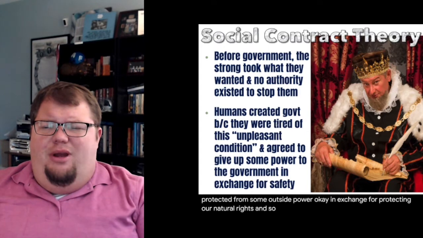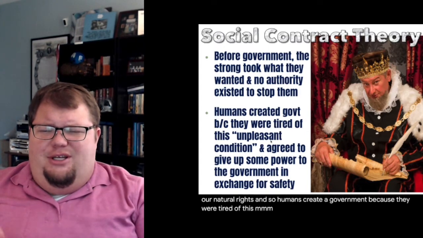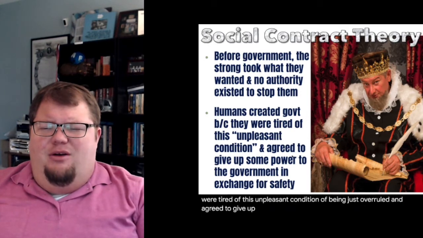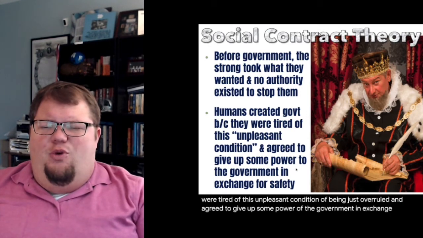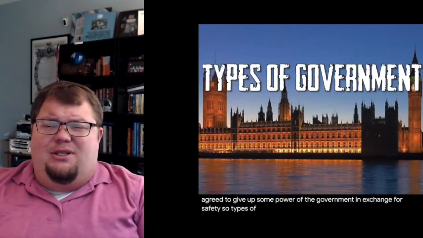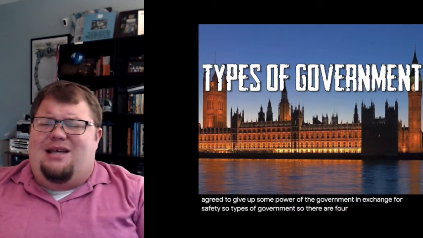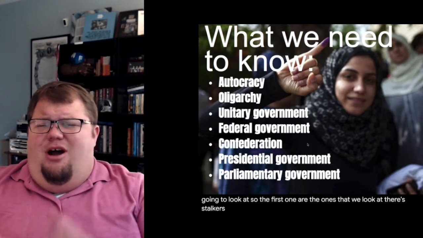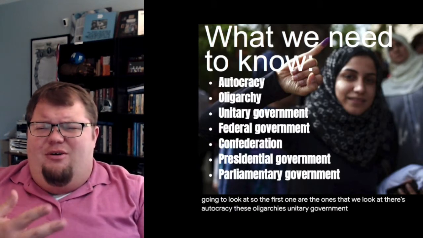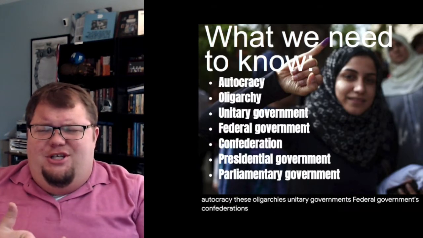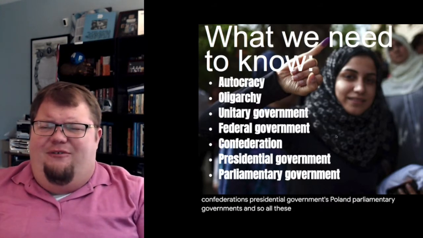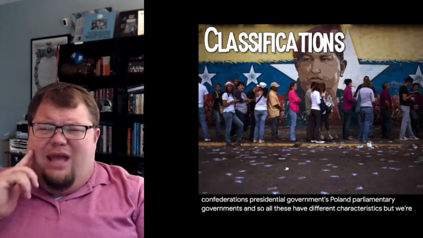And so humans created government because they were tired of this unpleasant condition of being just overruled, and agreed to give up some power to the government in exchange for safety. So types of government. There are four main types that we're going to look at. The first ones that we look at, there's autocracies, oligarchies, unitary governments, federal governments, confederations, presidential governments, parliamentary governments. And so all these have different characteristics, but we're going to look at four of them.